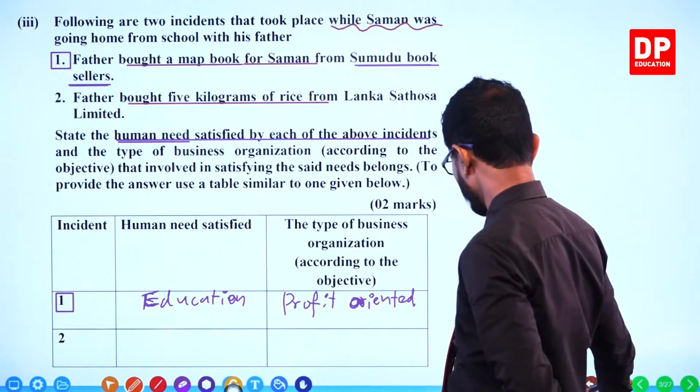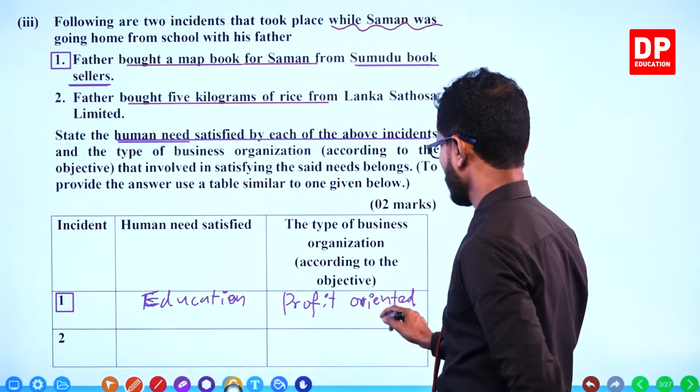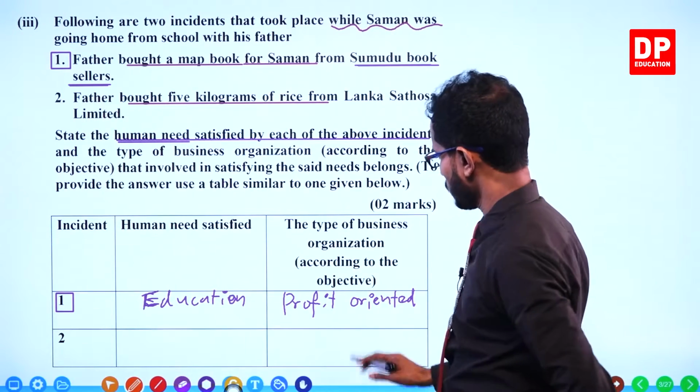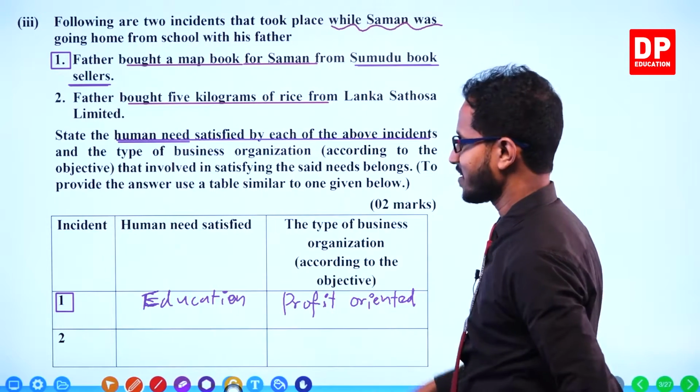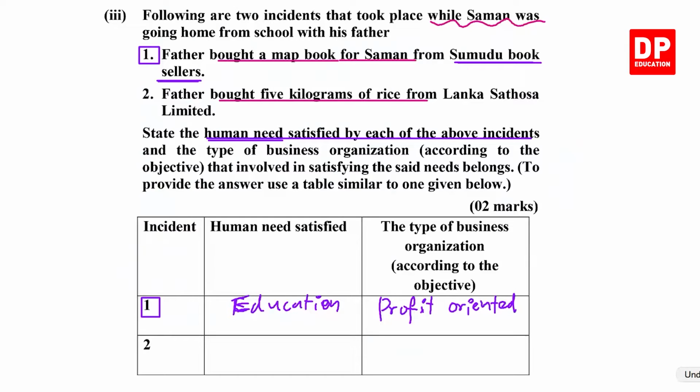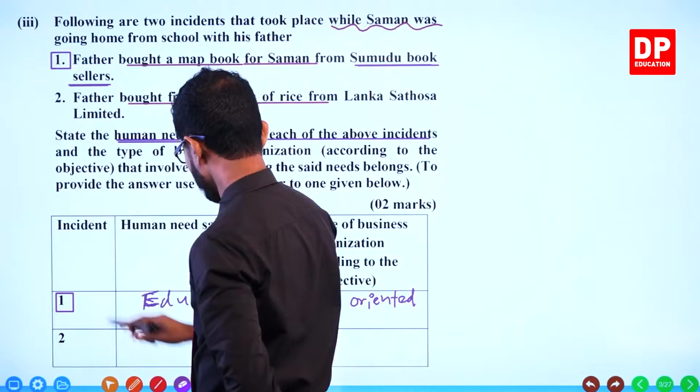Profit oriented. It's clear to you, right? Profit oriented. Next, second incident number 2.